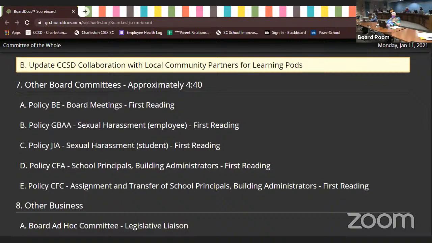Okay, now we're moving on to item 6B, and this is just an informational item and an update on local community partners for learning pods. And I'm going to hand it over to Ms. Belcher and Ms. English Watson. That's right. I'll start first.